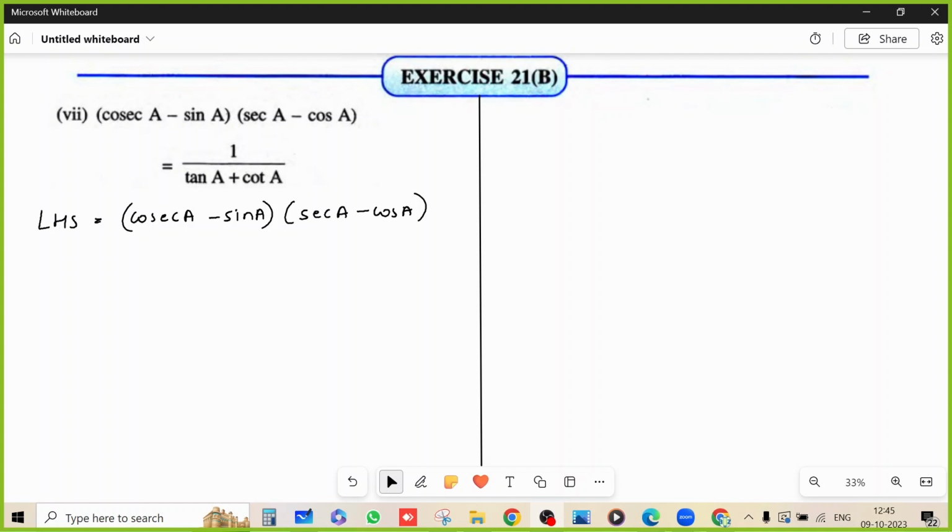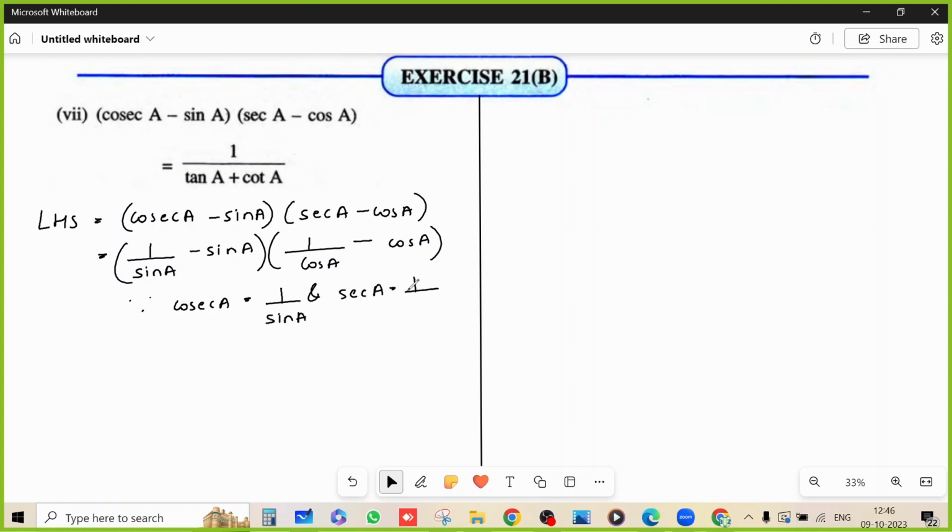In part 7, the LHS is given as (cosec a minus sin a) into (sec a minus cos a). Here we will convert cosec and sec in the form of sin and cos respectively. So this will become (1 divided by sin a minus sin a) into (1 divided by cos a minus cos a). This is because cosec a is equal to 1 upon sin a and sec a is equal to 1 upon cos a. Now we will take the LCM here. So this will become sin a, and the numerator will become 1 minus sin square a. Similarly, the numerator will become 1 minus cos square a divided by cos a.